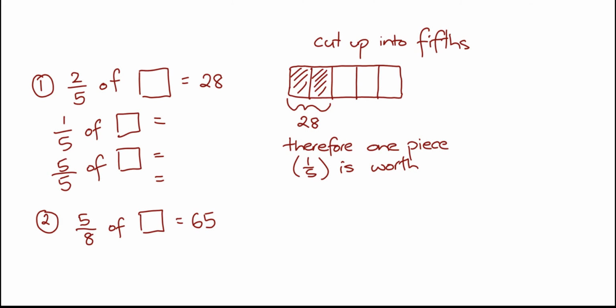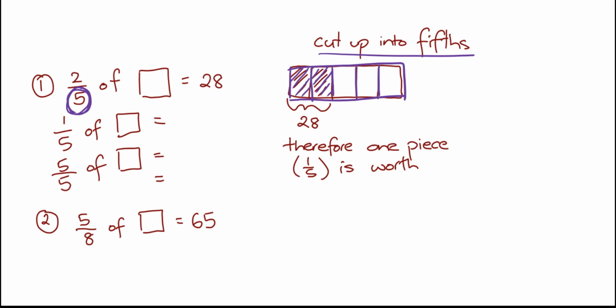Okay, number 1 here, 2/5 of something is equal to 28. So what I've got here is another block of chocolate, and I'm going to divide that block up into fifths and then shade in 2/5. Okay, so dividing this block of chocolate up into 5 equal sections, or cutting it up into fifths, shading 2 of them, and I know that those 2 fifths are equal to 28. That's what this question says. 2 fifths of something is 28. So both of those 2 sections there is 28.